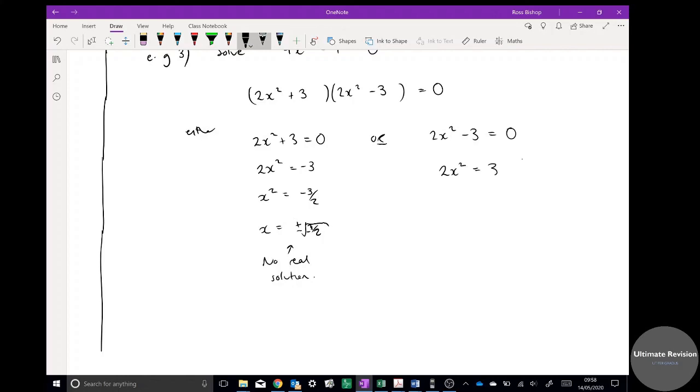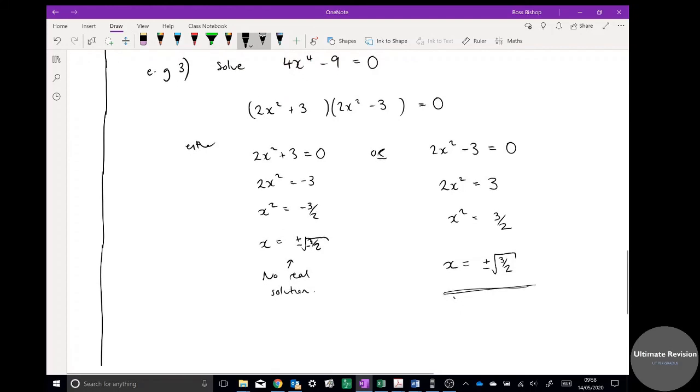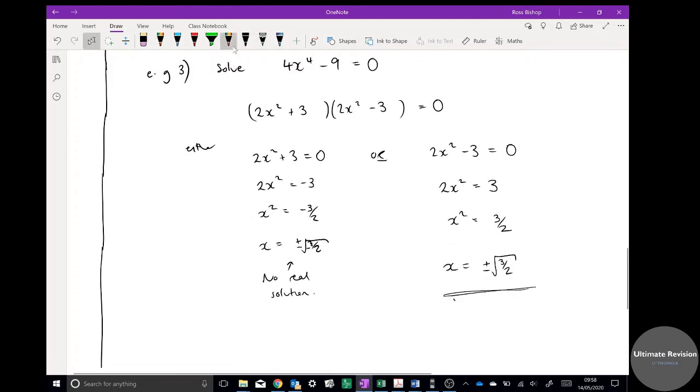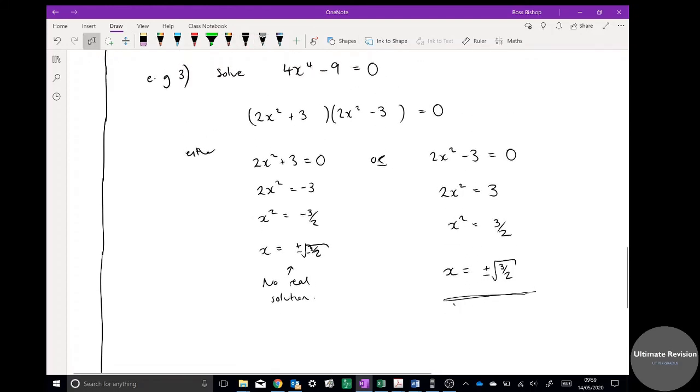2x squared is going to equal 3. x squared will equal 3 over 2. So x, if I root both sides, equals plus or minus the square root of 3 over 2. And you can leave it like that. Okay, that's the solution to that one. Again, we could have checked that in our calculator. But there we go, that's the solution I was after.